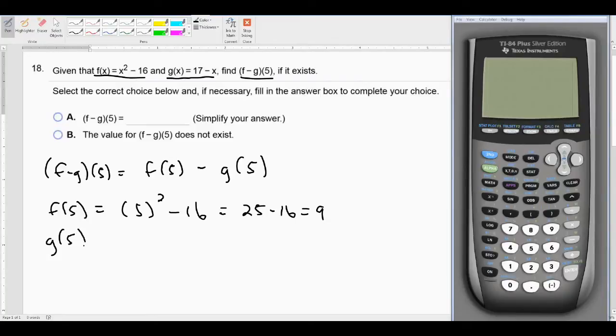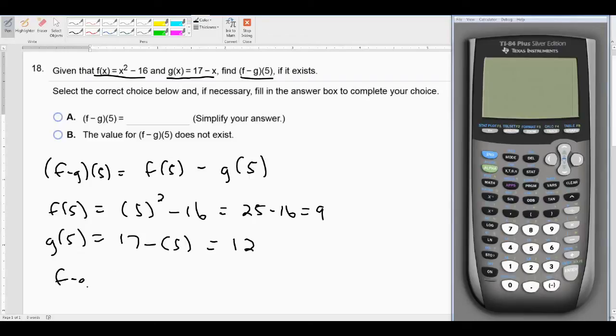Now for g of 5, we're going to use this g function, which is 17 minus x. So it's 17 minus parentheses. Make sure you use parentheses. That's how I recommend it. And so everywhere you have the parentheses, we'll put the number 5. And 17 minus 5 is 12.